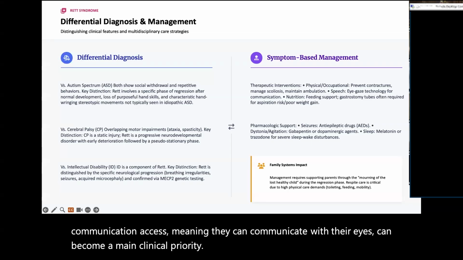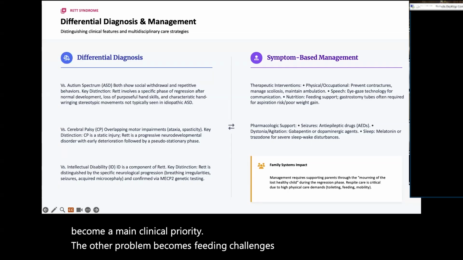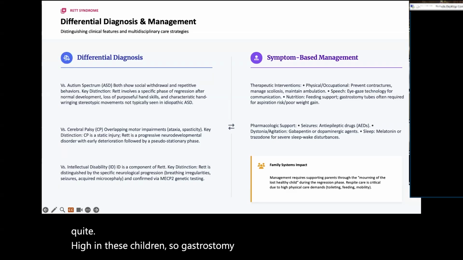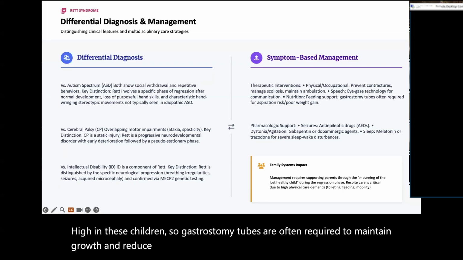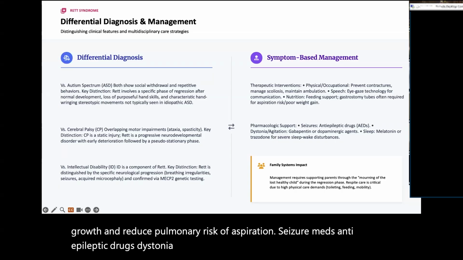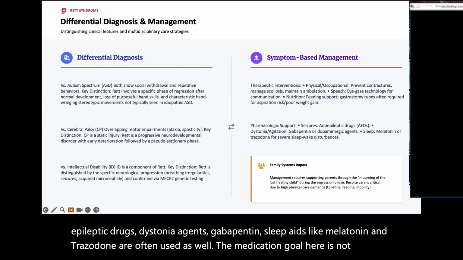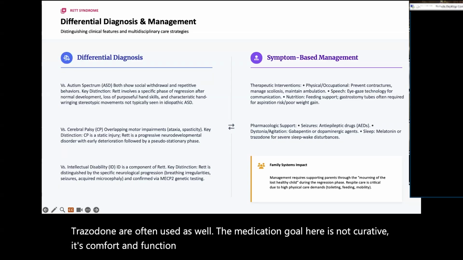The other problem becomes feeding challenges because aspiration risk is quite high in these children. So gastrostomy tubes are often required to maintain growth and reduce pulmonary risk of aspiration. Seizure meds, anti-epileptic drugs, dystonia agents, gabapentin, sleep aids like melatonin and trazodone are often used as well. The medication goal here is not curative, it's comfort and function and preventing secondary complications.